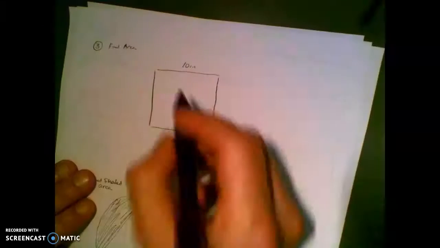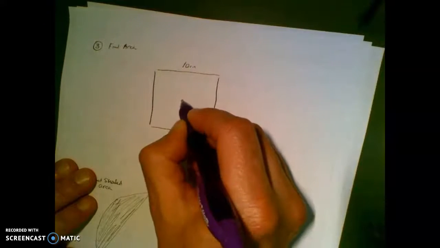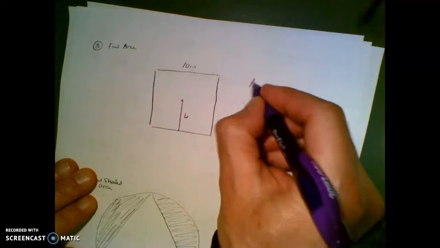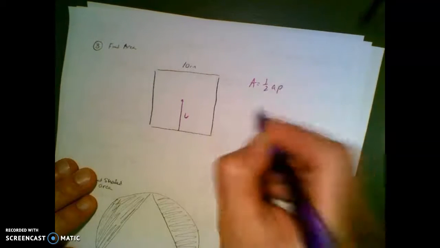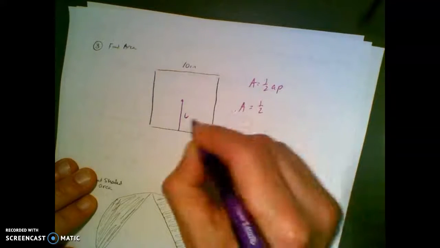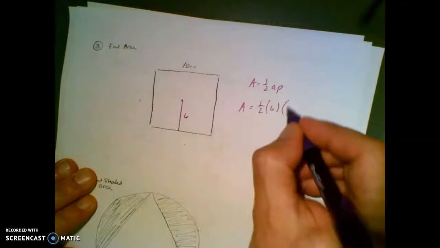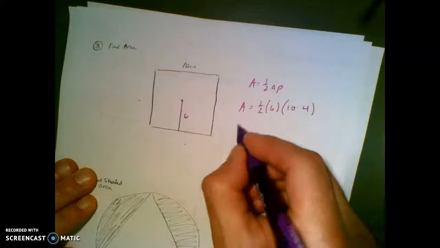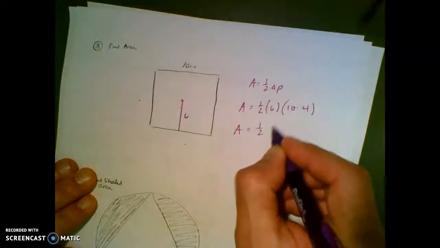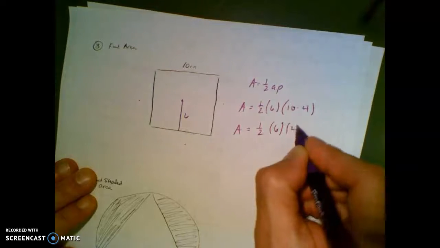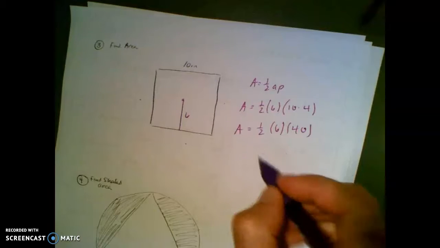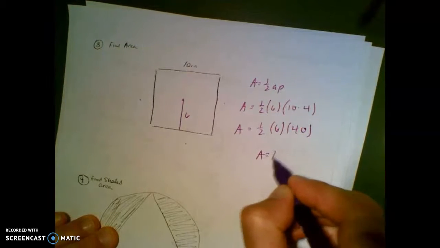So again, here on number 3, I need an apothem. I'll give it to you at like 6. So again, regardless of the number of sides, I'm still going to use 1/2 AP. So here my apothem is 6. Perimeter, well, each side is 10, and there's 4 sides, so that's 10 times 4. So area would equal 1/2 of 6 times 40. So that would be what, 120 square units. So that's all you got to do for these.